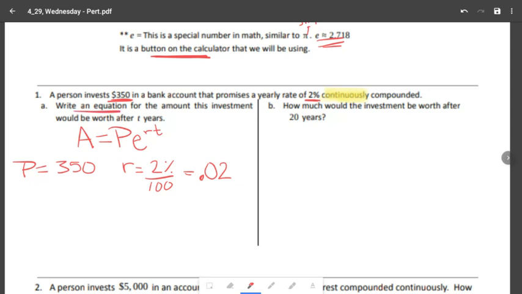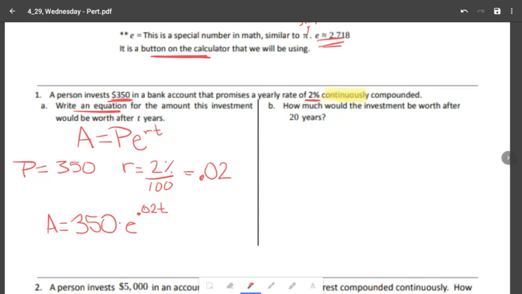So to write an equation, we are going to fill in the information. A equals P, which is 350. E, remember, is a number, so we're going to use it just like we're using that 350 right now. And then its exponent is going to be 0.02t.